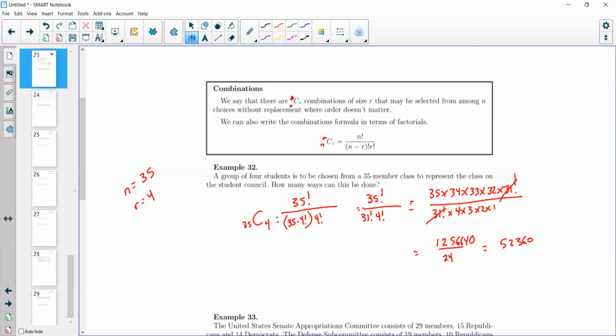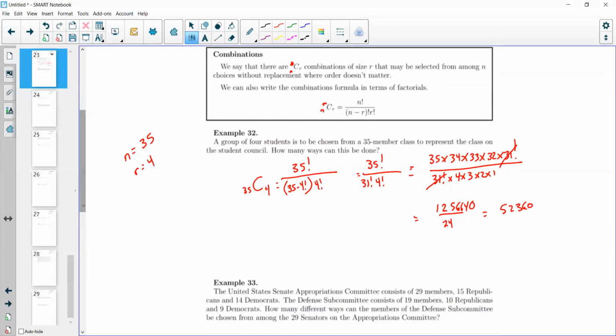Now, I think I said this last time, but I'll repeat it. The number of permutations and the number of combinations will always be a whole number. There'll be no fractions, no decimals. So if you get a decimal, you made an error somewhere. Any questions on that one? You'll see a couple people writing.